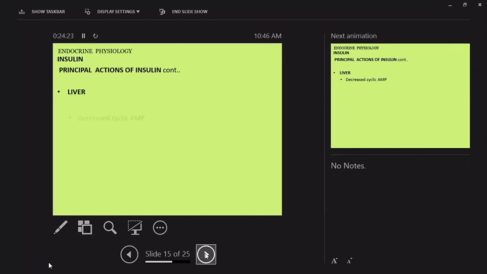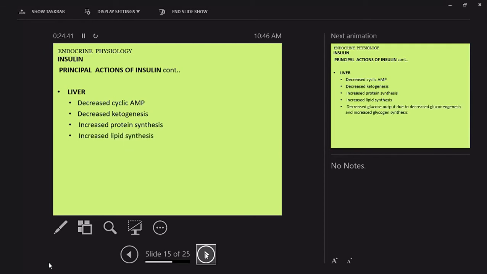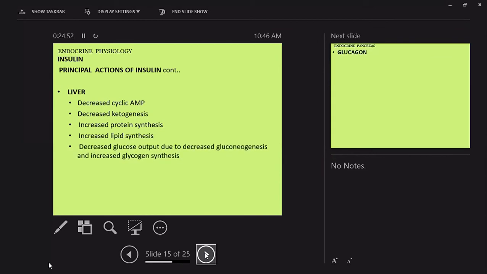as a source of energy. In the liver, it decreases cyclic AMP, decreases ketogenesis, a sparer of fat, increases protein synthesis, increases lipid synthesis. Breakdown of lipid, the product is ketones, right? Decrease glucose output due to decreased gluconeogenesis and increase glycogen synthesis, because the deposition of excess glucose takes place in the liver.